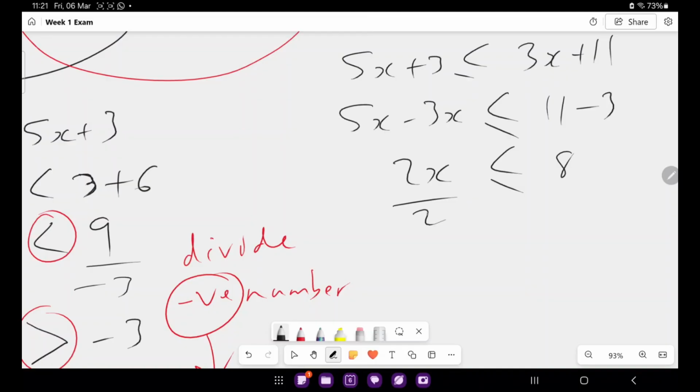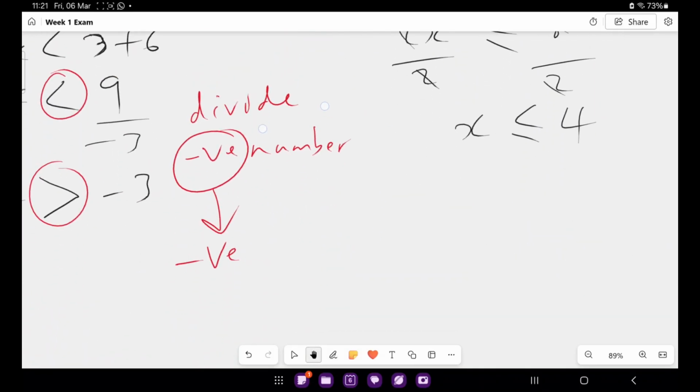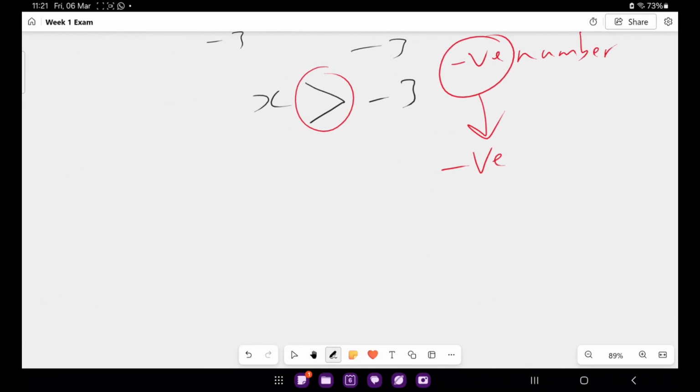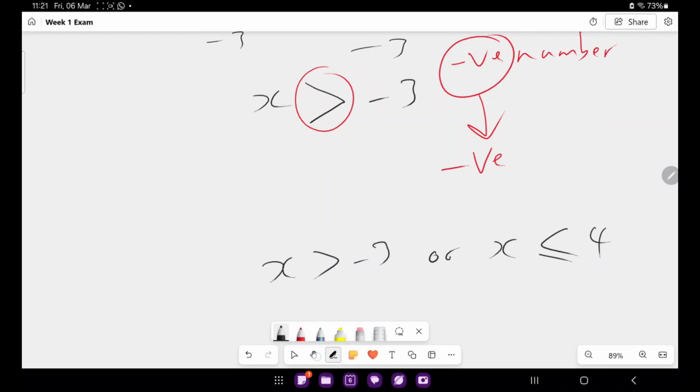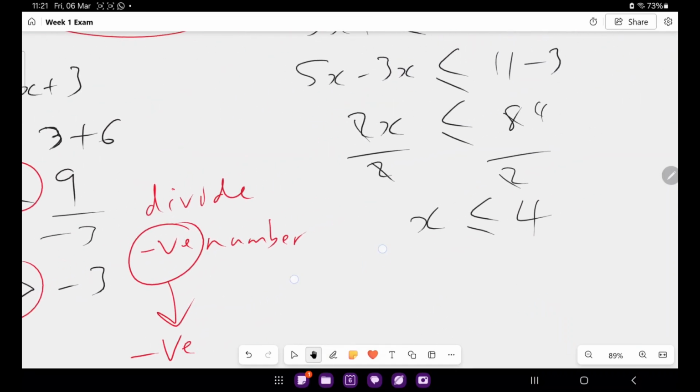And then we divide both sides by 2, so that we are left with x. So x is less than or equal to 4. So now the way we write our answer: x is greater than minus 3 or x is less than or equal to 4, right? Let me double check. Yes.